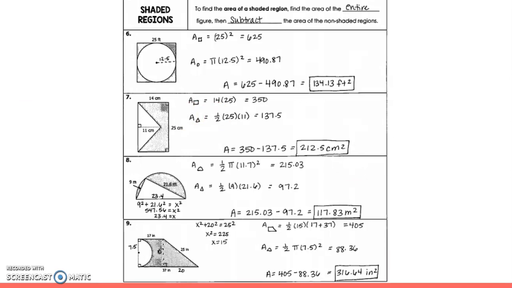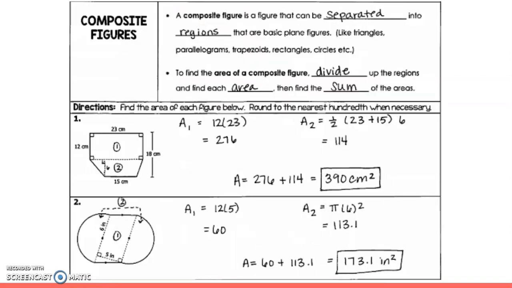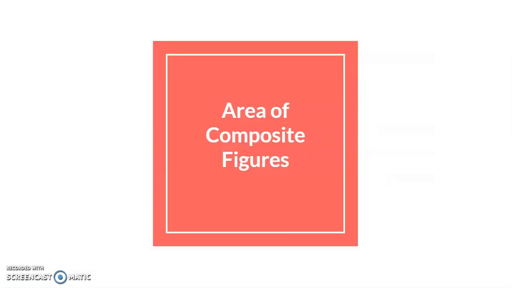So composite figures are really just using our littler shapes to figure out what the area is. If we're looking at a shaded region, we are subtracting. Otherwise, we are going to add them. And that gives us the area of our composite figures.